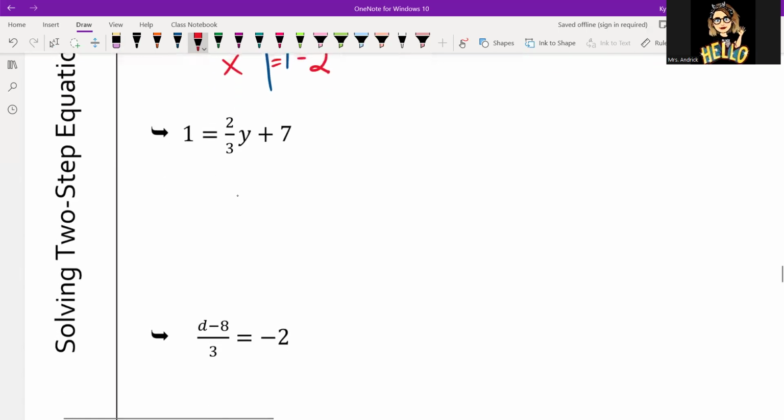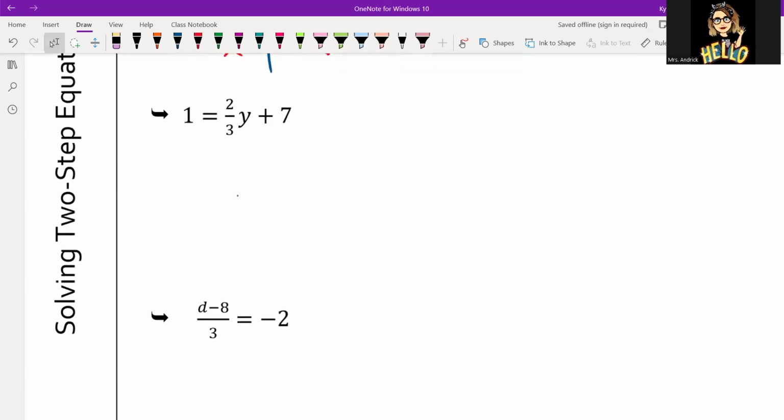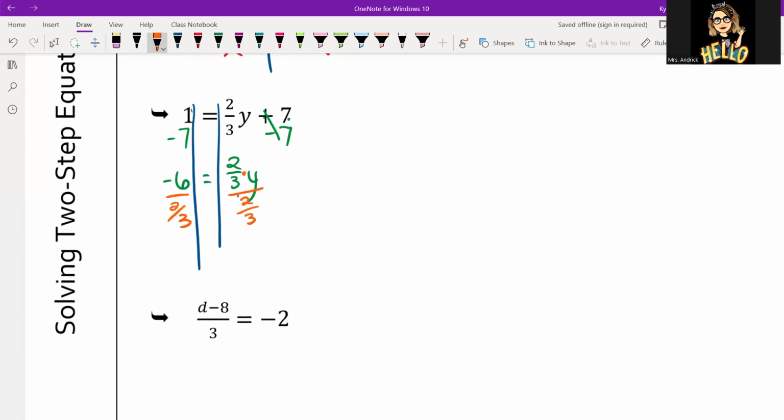Okay. This next one, again, we undo addition or subtraction, of course, after we draw the river. So the opposite of adding 7 is subtracting 7 on both sides. So we got 2/3 y equals 1 minus 7 is negative 6. Then we have multiplication, so we're just going to divide both sides by 2/3.